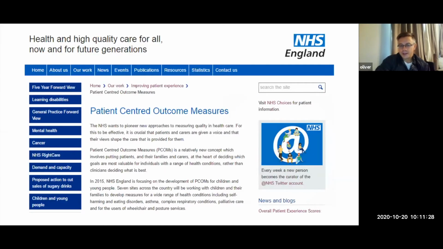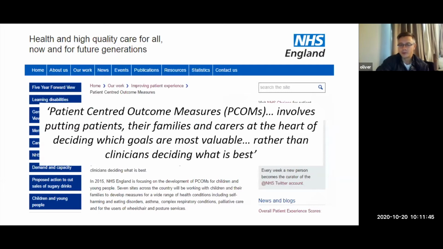This is an idea that has been flagged as being important within the NHS. This is from a few years back on the NHS website. So this is a direction that the NHS is going in more generally. And just to pick out the important bit of the blurb on all of that, what they've said is that patient-centered outcome measures involve putting patients, their families and carers at the heart of deciding which goals are most valuable, rather than clinicians deciding what is best. So it's all about patient empowerment, doing things that matter to patients, and not just what matters to clinicians.